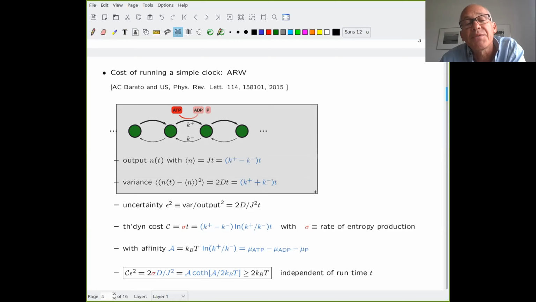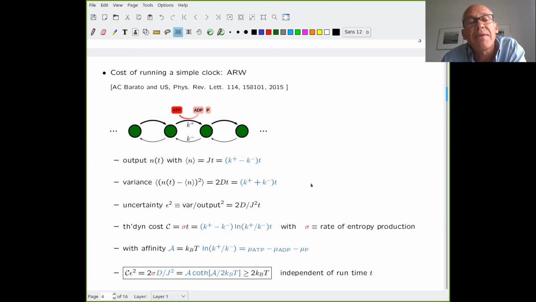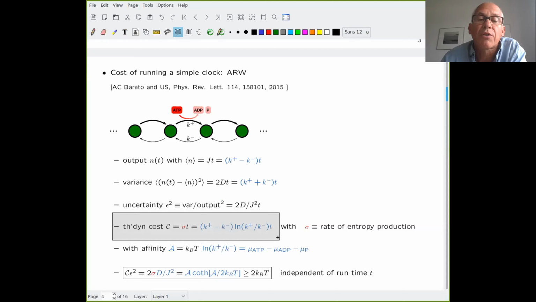It will come with an error, with a variance, which is given by the sum of the two rates. Then we can define the uncertainty as the variance divided by the mean squared. The mean is called output here, and you get this relation. This is about the output, about the error, but there is a cost to it. For the simple model, we know from stochastic thermodynamics that the cost is given by the log ratio of the rates.